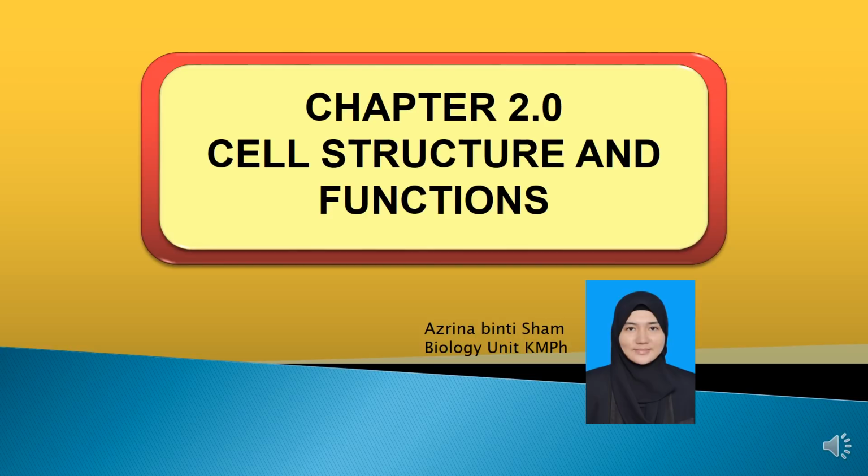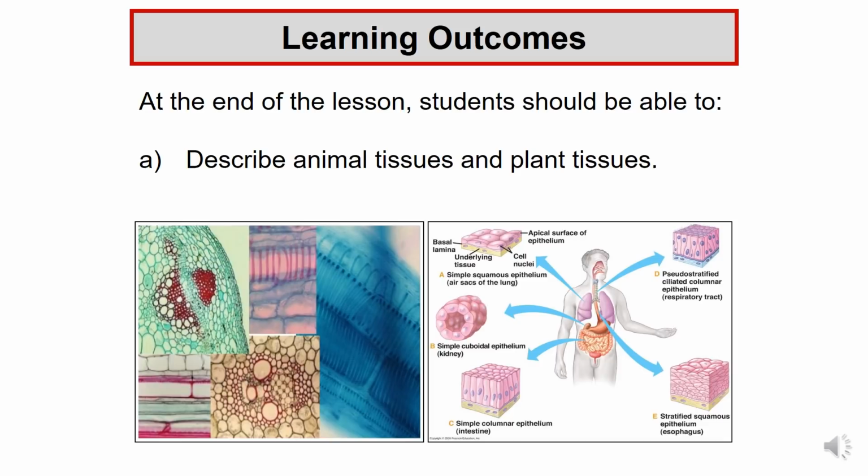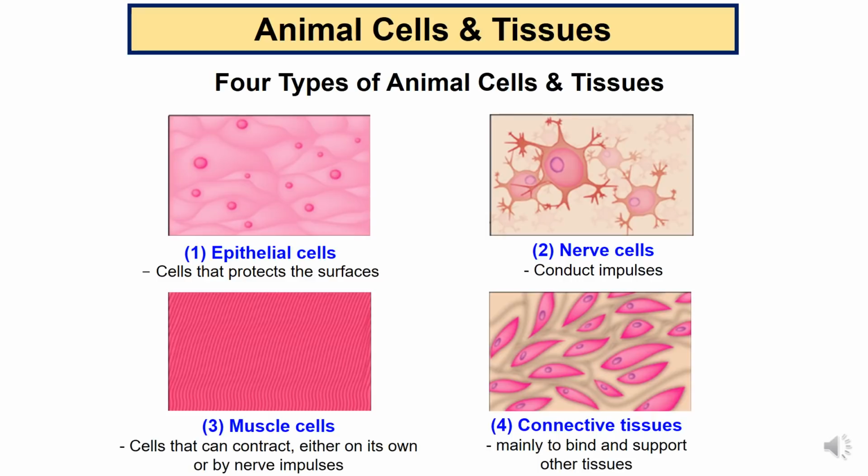So today we continue our lessons on chapter 2, which is cell structure and function. Basically today we are going to learn about the cells which are grouped into tissues. By the end of today's lesson, you should be able to describe animal tissues and plant tissues.